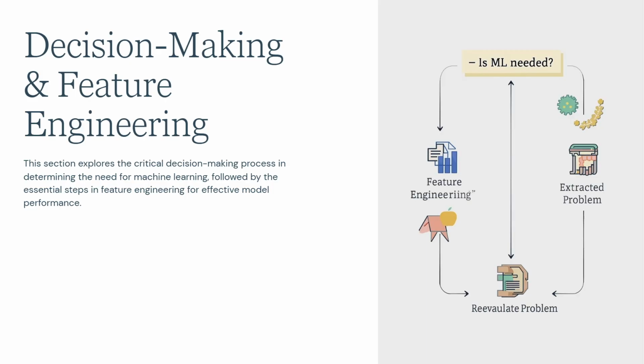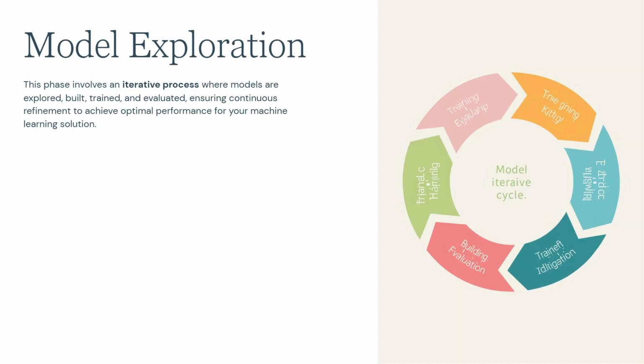So, here comes the decision making stage, determining whether a machine learning solution is actually needed. If not, the team revisits the problem statement, but if ML is a good fit, the process moves to feature engineering, identifying which data features matter most and storing them in a feature store for future use. This stage sets the foundation for building smarter, more efficient models.